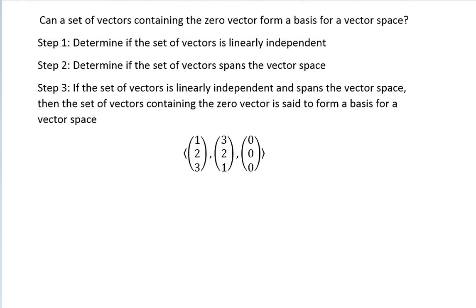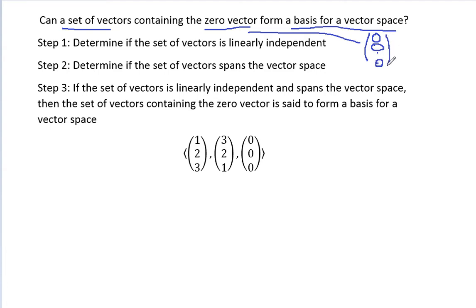Hi everyone, in this video we'll be seeing if a set of vectors containing the zero vector forms the basis for a vector space. So what do we mean by the zero vector? It's just like 0, 0, all the way to 0.